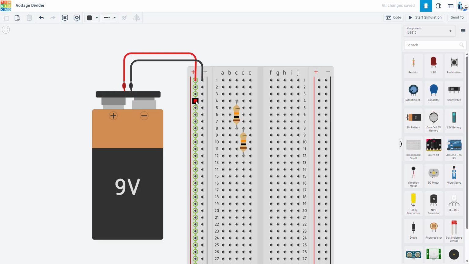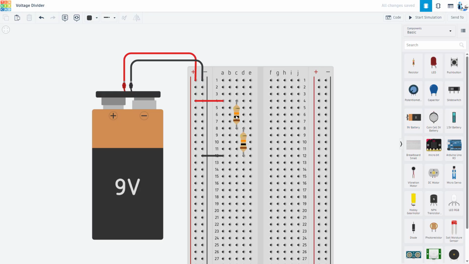I'm just going to follow convention here and send the input positive voltage to one terminal of my first resistor here, and then I'm going to connect ground to the other terminal of my second resistor. So you can see I have not connected anything to the junction between these two resistors yet. That is going to be the output of my circuit that we will measure with a multimeter later.